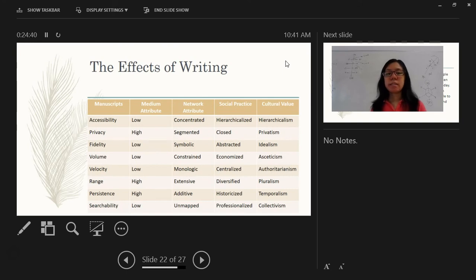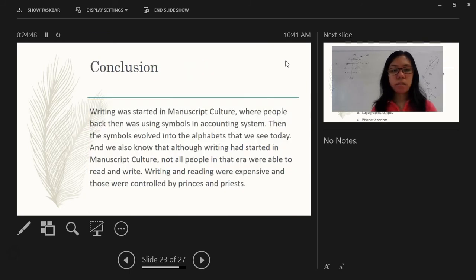And so this table is the summary of all the effects of writing I have mentioned before. So the conclusion is, writing started in manuscript culture, where people back then were using symbols in accounting systems. Then the symbols evolved into the alphabets that we see today. And we also know that although writing started in manuscript culture, not all people in that era were able to read and write, because writing and reading were expensive, and those were controlled by princes and priests.